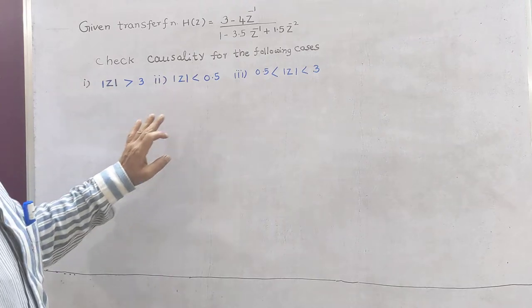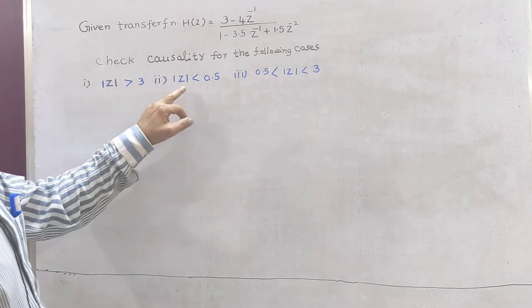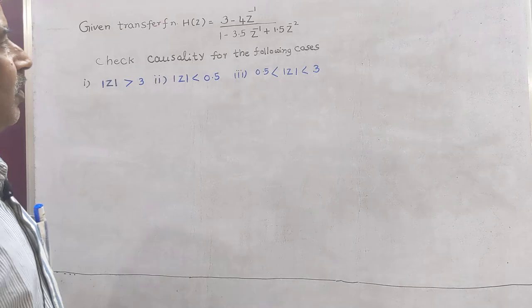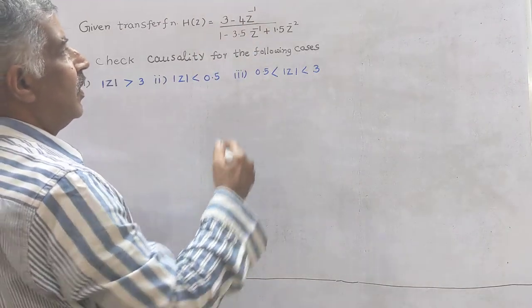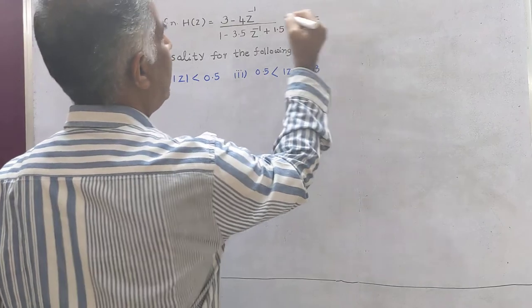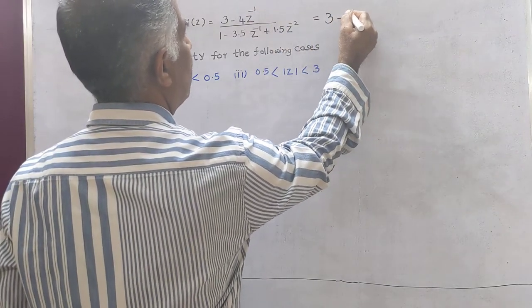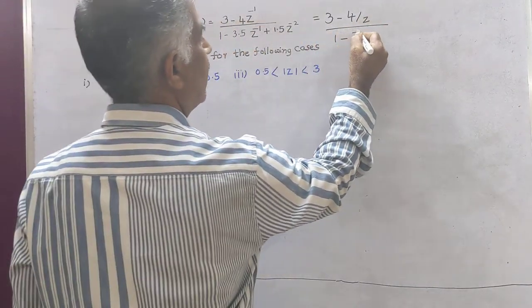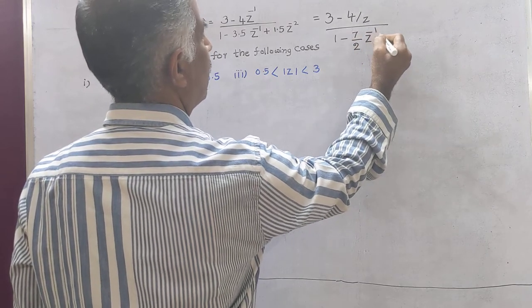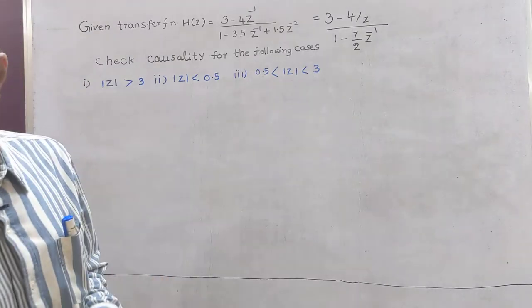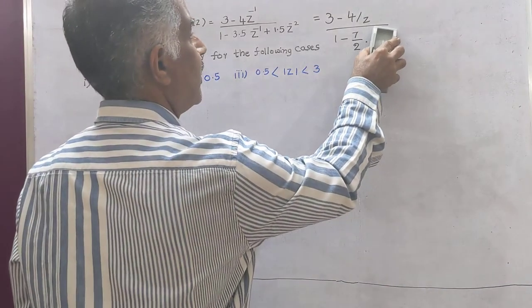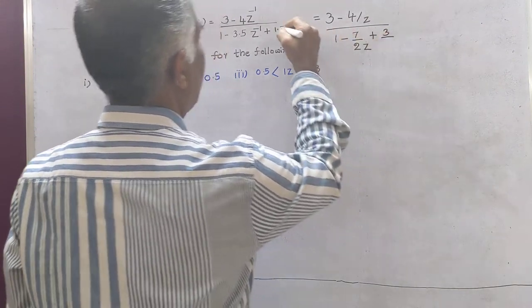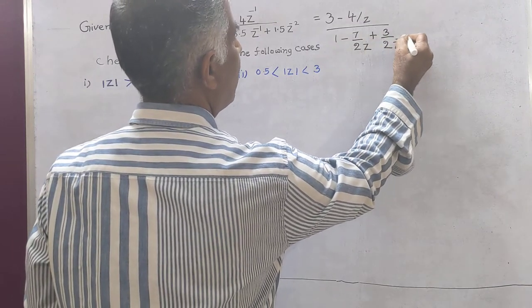We have to check causality for 3 cases: mod z greater than 3, mod z less than 0.5, and mod z between 0.5 and 3. First, we shall write this in terms of powers of z. If you write it in terms of powers of z, (3 minus 4 by z) divided by (1 minus 7 by 2 z to the power of minus 1, and z to the power of minus 1 is taken to the denominator, plus I will write 1.5 as 3 by 2 z to the power of minus 2.